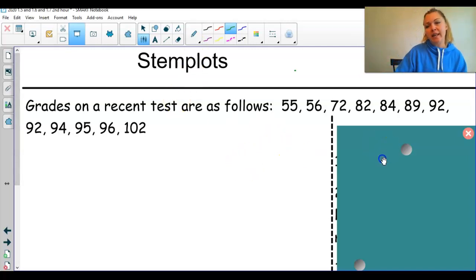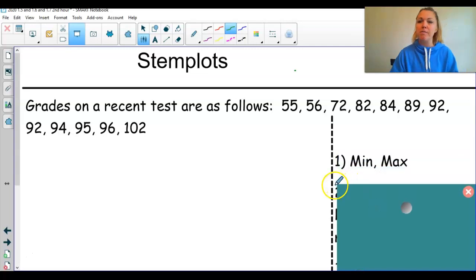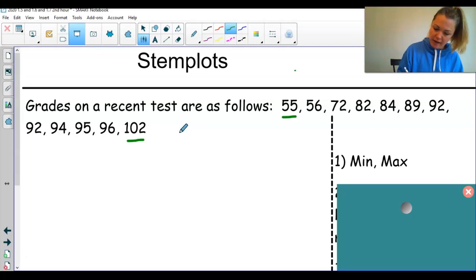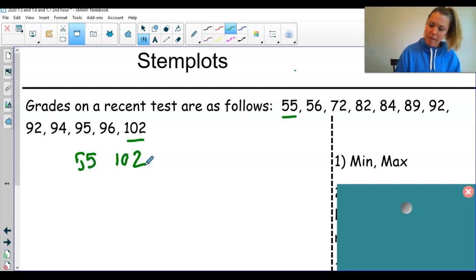So we have our data here. We're gonna look at our min and our max. So our minimum, I think I already have an order for us, which is nice. Our minimum is 55 and our maximum is 102. Now I'm gonna take my trusty pen, see how well this works again. 55 and 102, okay? There's my min and max.